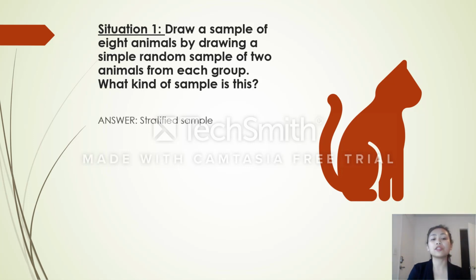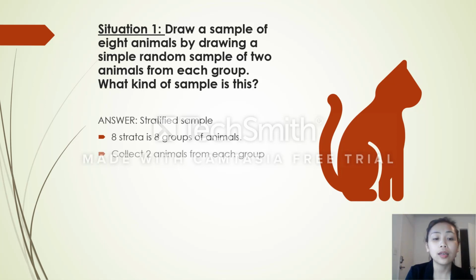So the answer is stratified sample. 8 strata are 8 groups of animals. And in each stratum, we collect 2 animals, and then we combine them all together to have a sample of 16 animals. So that is an example of stratified sample.